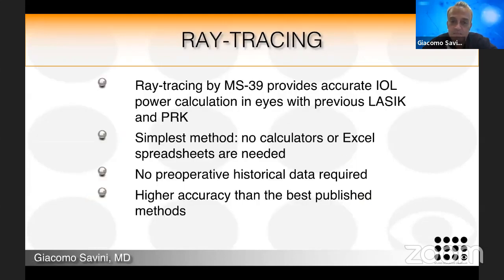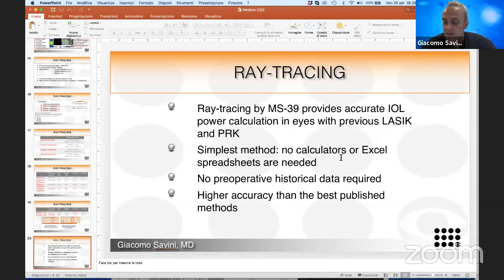So in conclusion, the MS39 with the ray tracing module can provide us with accurate IOL power calculation in eyes with previous LASIK and PRK. So much simpler. You don't need any historical data, no Excel spreadsheet. And at this moment, it looks that on my small sample of 31 eyes, it is the most accurate method to calculate the IOL power. That's all. Thank you.